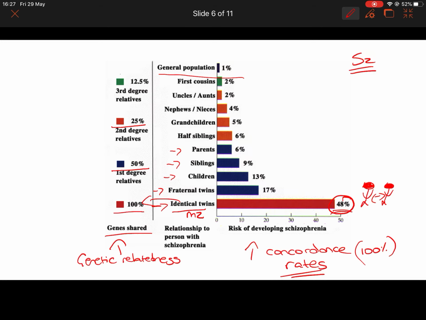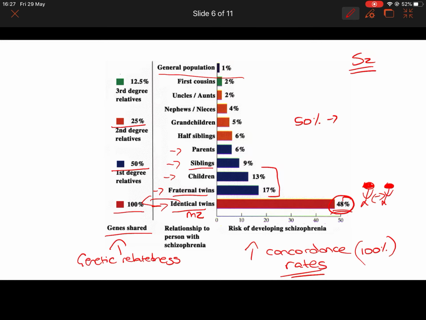This is also illustrated when we compare the concordance rates between children, or let's take siblings, for example, and fraternal twins. So siblings, so you and your brother, for example, or you and your sister, you share 50% of your genes. If schizophrenia was an entirely genetic disorder, we would expect to see the concordance rates being 50%, which clearly we don't see here.